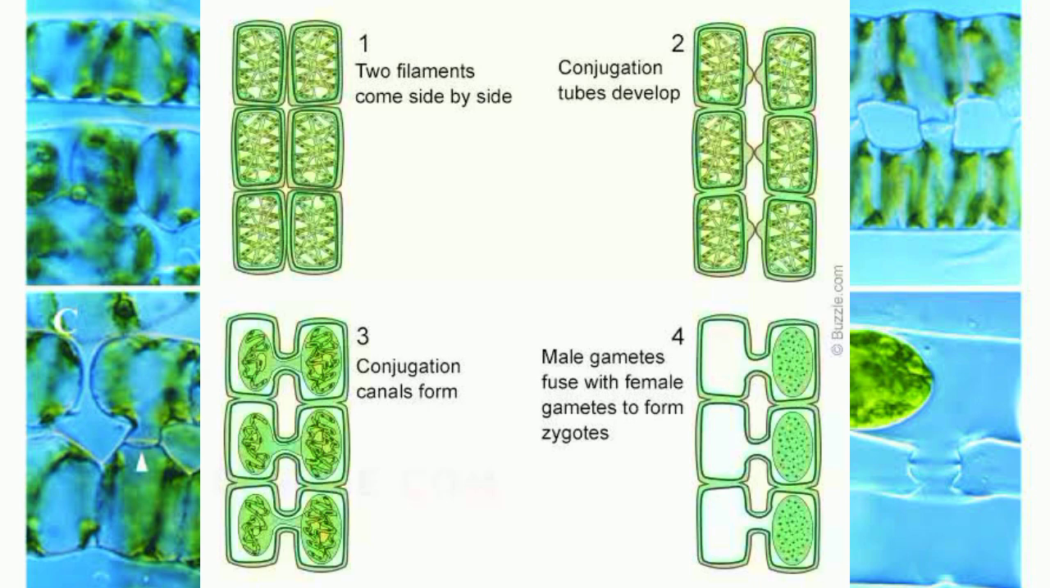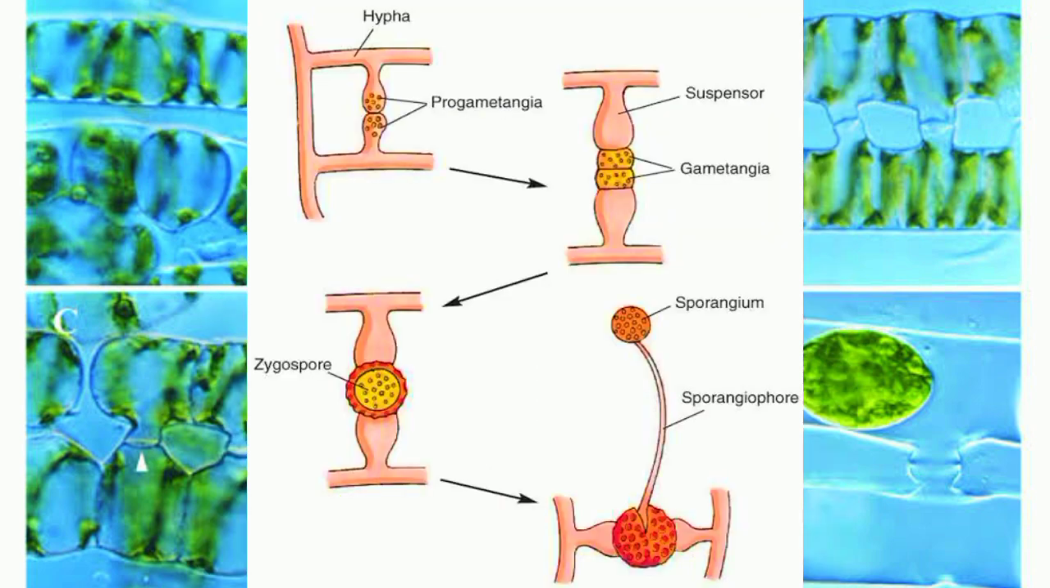The cytoplasm of the two cells then fuses, and the nuclei also fuse to form a zygote. After some time, the zygote, or what is called the zygospore, will germinate and form a new filament of spirogyra. As mentioned earlier, conjugation also occurs in rhizopus, paramecium, and mucor.